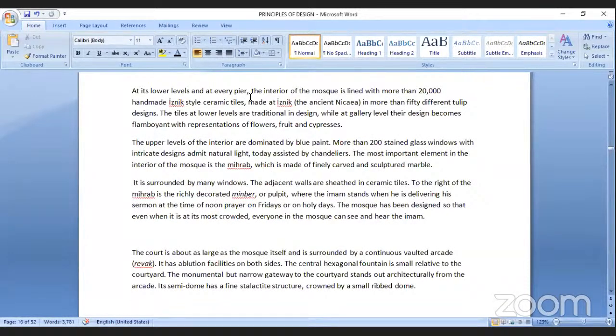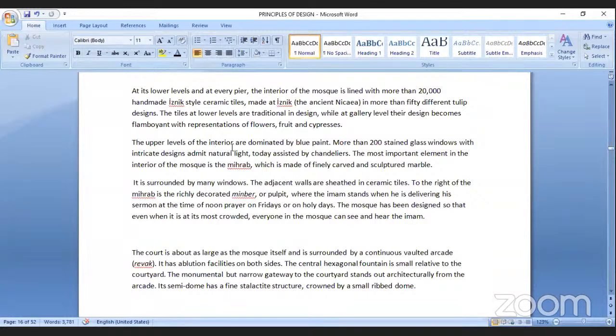See, at its lower level and at every pier, which means the column that takes the weight from the roof. It's a column used for support. Okay. The interior, we know this. More than 20,000 hand-painted ceramic tiles. Okay. These are all just additional information. You can read it later. Not very important from your exam point of view.